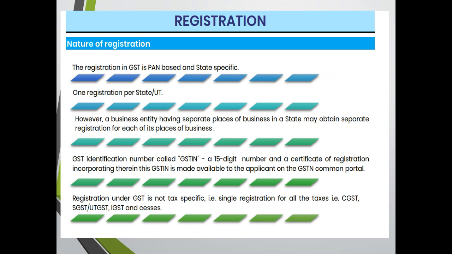GSTIN, the GST identification number, is just like PAN, the permanent account number for income tax. For GST, GSTIN, the GST identification number, is there. So PAN, the permanent account number, is the identification number; here it is GSTIN. Everybody please type the full form of GSTIN: Goods and Services Tax Identification Number.